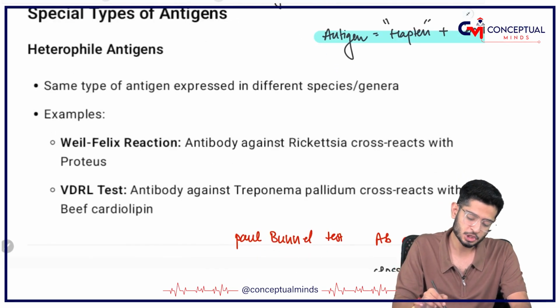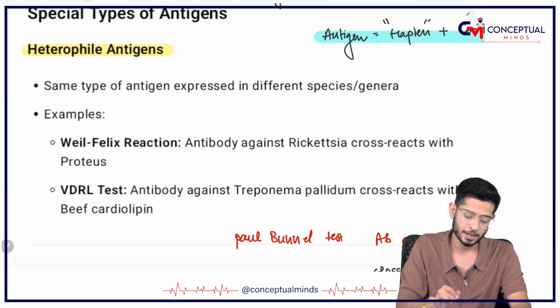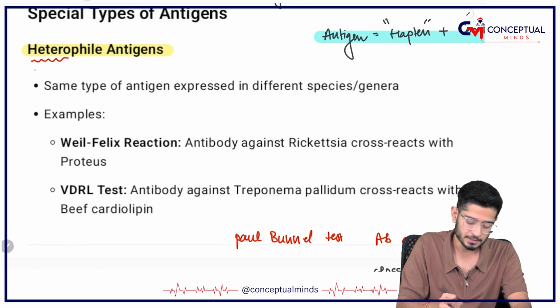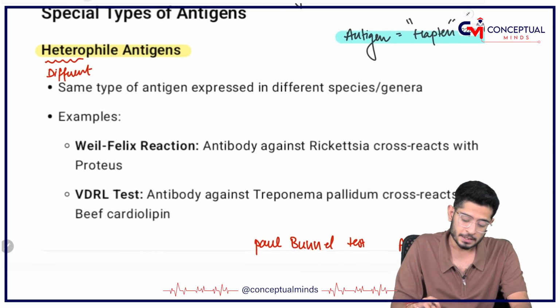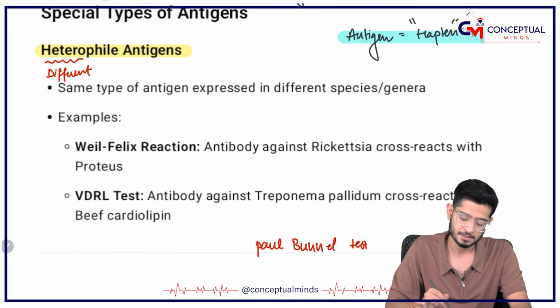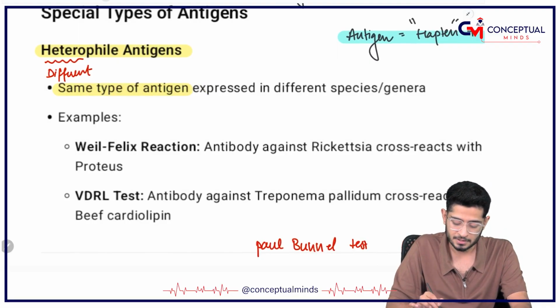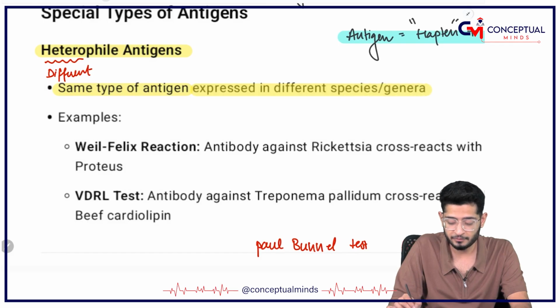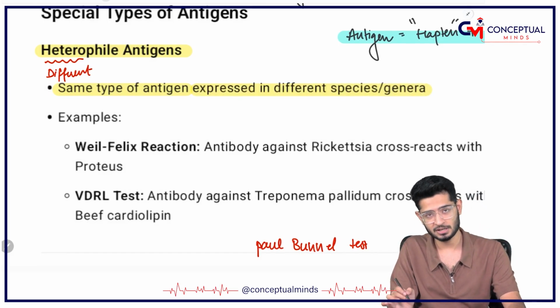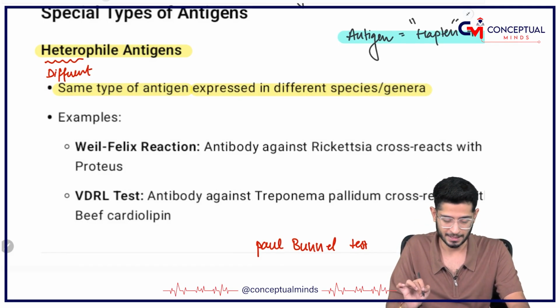Coming on to some special types of antigen, first of all is the heterophile antigen. Hetero means different. The same type of antigen, please understand, which is expressed in different species and different genera is called heterophile antigen.